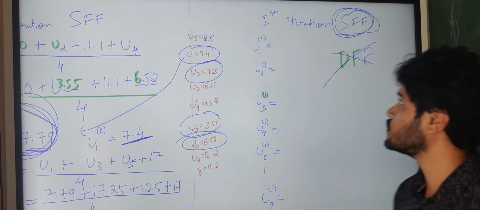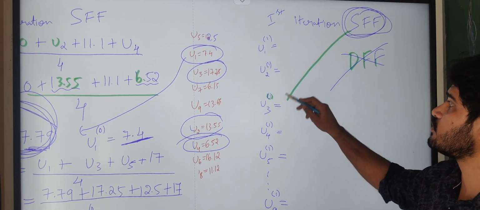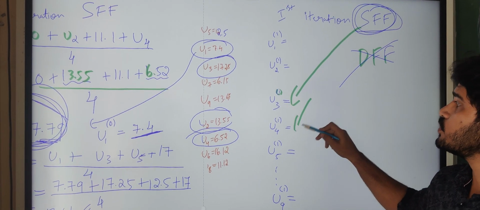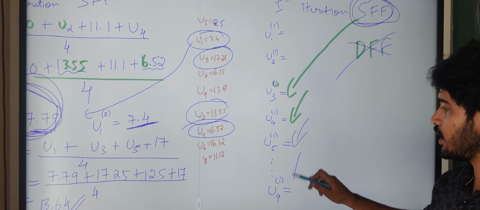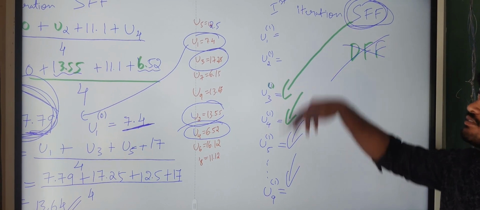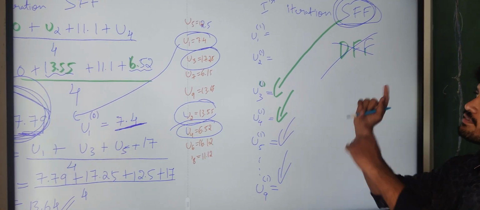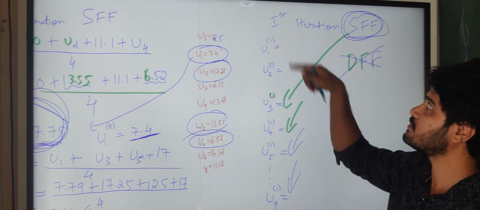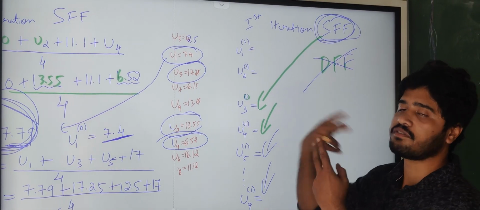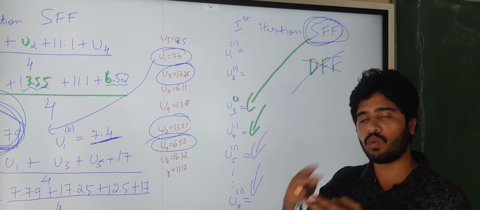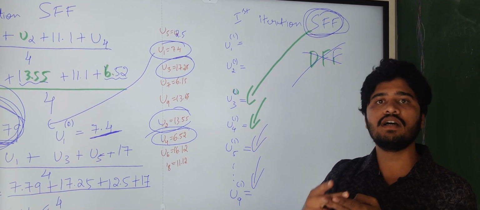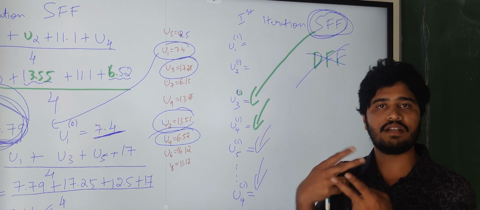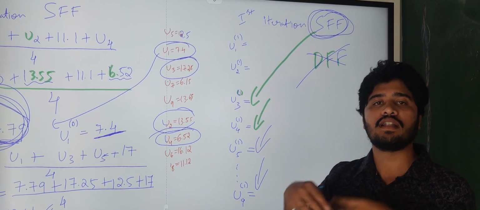So like this you have to identify the remaining values. That means you have to use SFF to find u3, u4, u5, so on up to u9. So you will get the values of the first iteration. After that, list those values like this as you have listed while finding the first iteration values, and just find the second iteration values. While doing the iteration, you have to use the latest values. Always, while finding, you have to use the latest values.